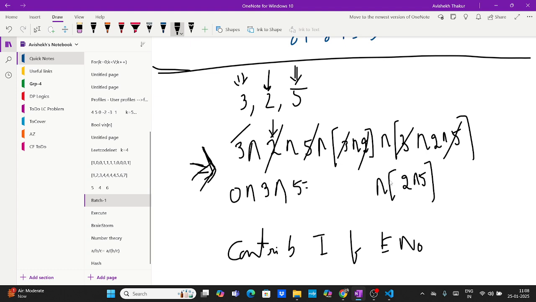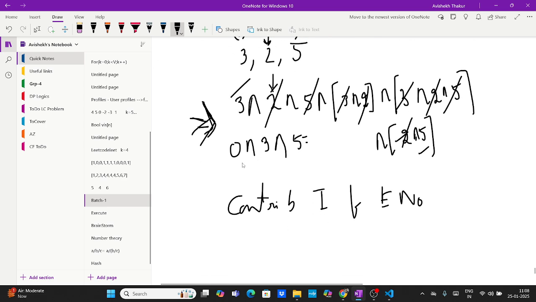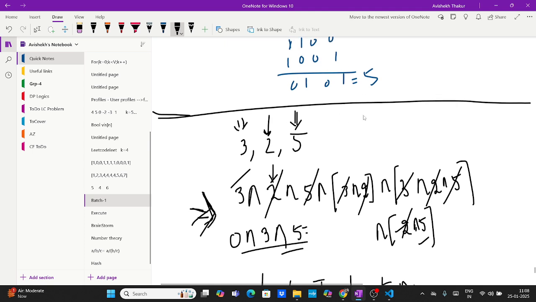3 is there, 2 is there, 5 is there. At the top 2 is there. 2 and 2 are done, right? So we have left with 5 and 3, correct?